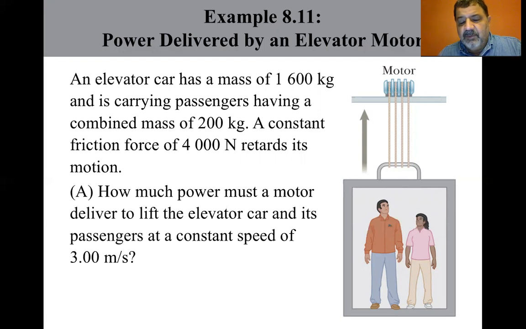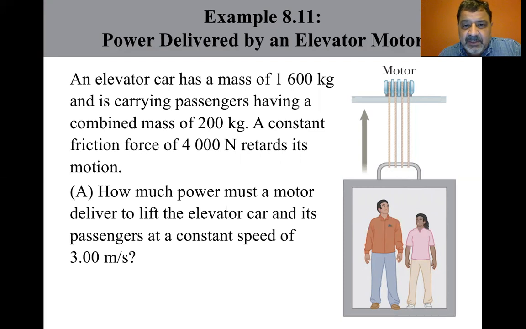Now the motor must apply the force of magnitude T, tension, that pulls the elevator car upward. The friction force increases the power necessary to lift the elevator. The problem states that the speed of the elevator is constant, which tells us that the acceleration is equal to 0, so that the tension in the cables is equal to the mass times g of the elevator and passengers, along with the friction force. We model the elevator as a particle in equilibrium.